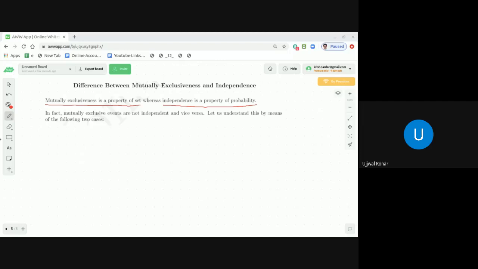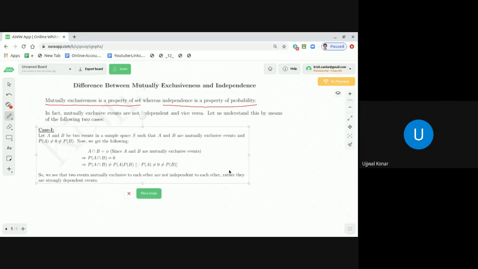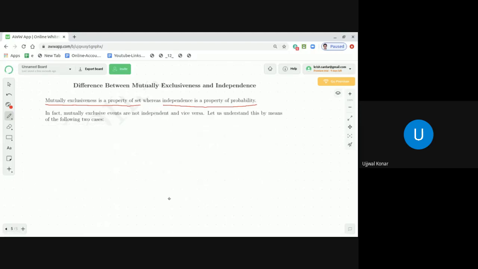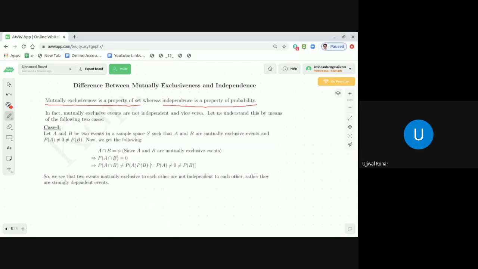How? Let us take the first case, dear students, that let us consider that A and B are mutually exclusive. Okay. So let us assume in the first case that let A and B be two events in a sample space S such that A and B are mutually exclusive events and probability of A and probability of B are not equal to 0. Both are not equal to 0.